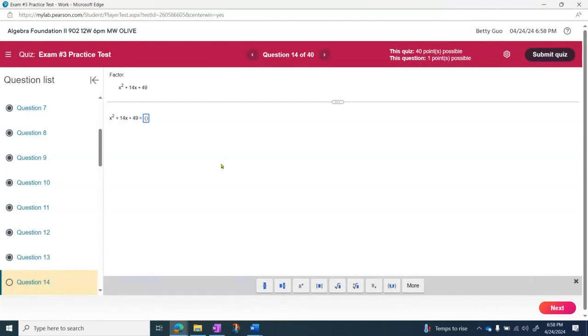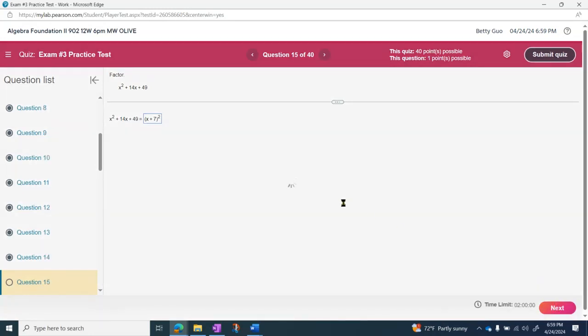Parentheses. No, it's 2. Second power, x plus 7. Do you see something wrong here? I think I accidentally entered a slash, so be very, very careful. X plus 7 to the power 2.